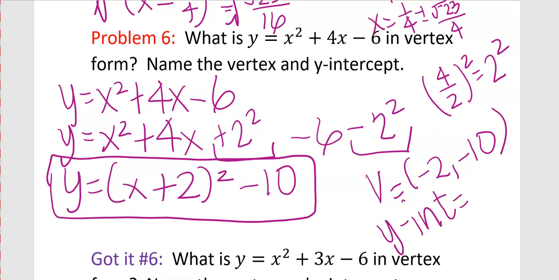And then the y-intercept. How do you do y-intercepts again? What do you plug in for 0? The y part or the x part? The x part. So if we actually look at this thing and we put a 0 in there, then you'd figure out what do you get. So when we plug a 0 in there, we get 2 squared, which is 4. And what's 4 minus 10? -6. So the y-intercept this time would be -6.